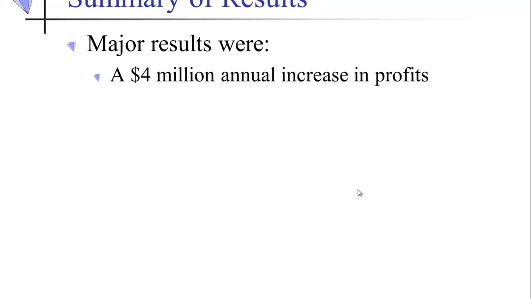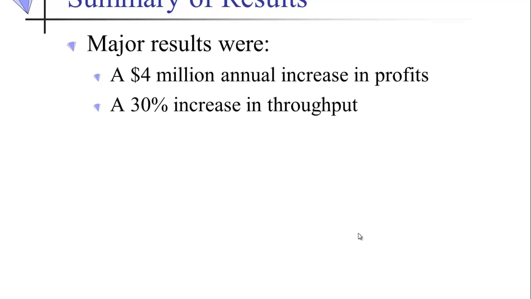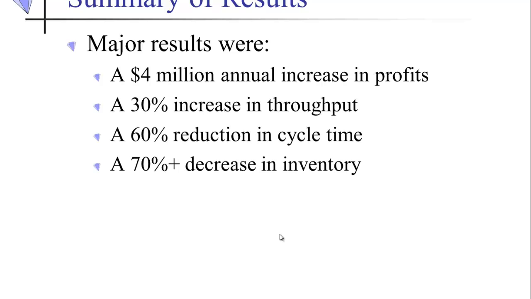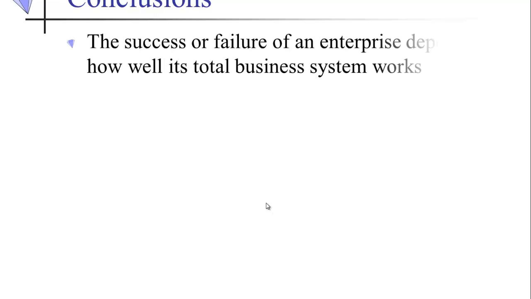The summary of the results, the major results, were a 4 million annual increase in profits, which has not been adjusted for inflation. That would be closer to probably 12 or 15 million in today's dollars, a 30% increase in throughput, a 60% reduction in cycle time, a 70% decrease in the inventory. And by the way, the whole thing from the start of our project to the implementation and starting to see the results was less than 6 months.